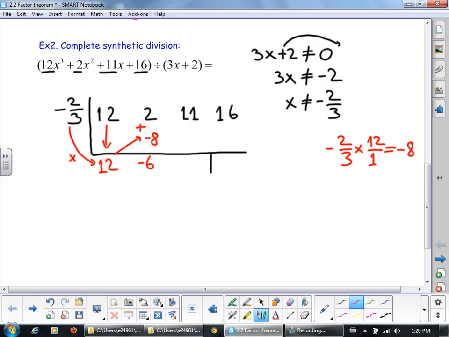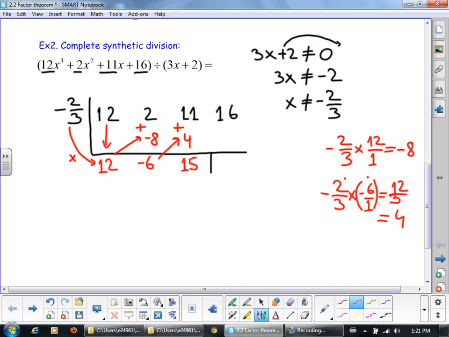At this point we're going to restart our synthetic cycle. So in this case we're going to take negative 2 over 3, and I can write it on the side here, negative 2 over 3 times negative 6 over 1. I'm putting it in fraction form if it helps you multiply and reduce. So negative and a negative will give you a positive answer in the end, and you have 2 times 6, which is 12 over 3, which actually reduces to 4. And that is the value we're going to put under our next coefficient. And then we're simply going to add them. 11 plus 4 will give you 15.